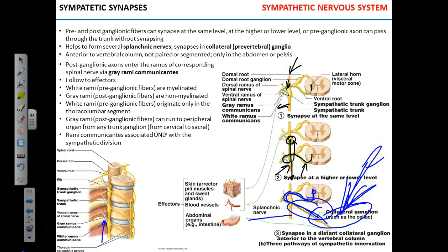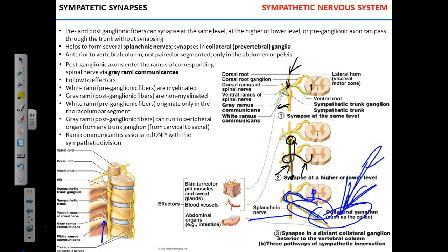So before we move on, let's do a summary. First, preganglionic fibers in the sympathetic system are shorter than postganglionic, right? Second, when they leave the lateral horns of the spinal cord, they have three options. Option number 1, enter the sympathetic trunk through the white rami communicans and synapse with postganglionic fiber at the same level. Are we clear?